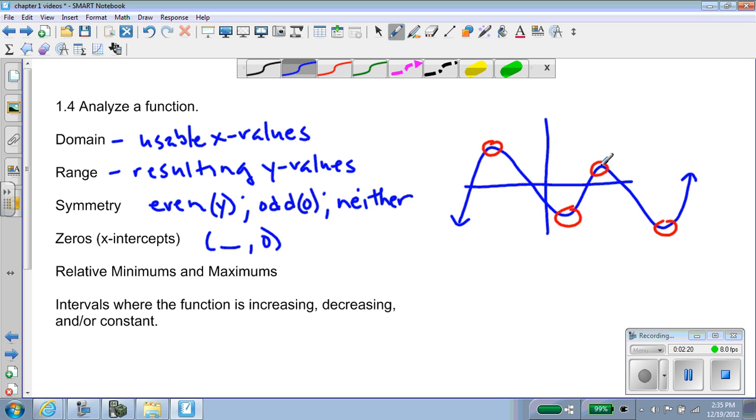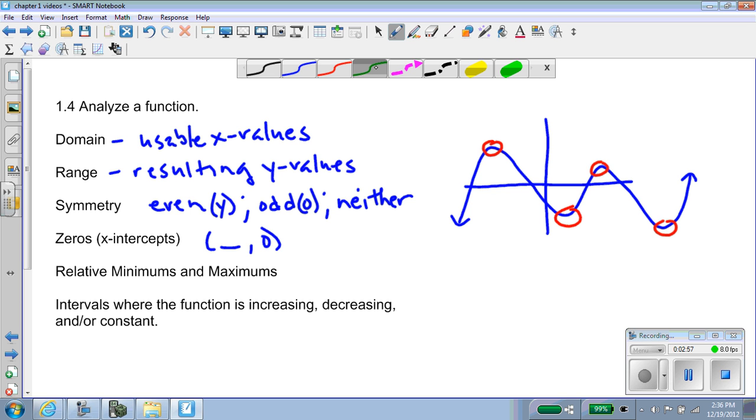That's a relative maximum. A relative minimum says in a small neighborhood, there is a point where the points on the left and the right of it are all higher than that point. So we're looking for relative maximums and minimums. This graph doesn't have an absolute maximum because it goes forever up. It doesn't have an absolute minimum because it goes forever down, but it does have some relative maximums and some relative minimums. The intervals where the function is increasing, decreasing, or constant.